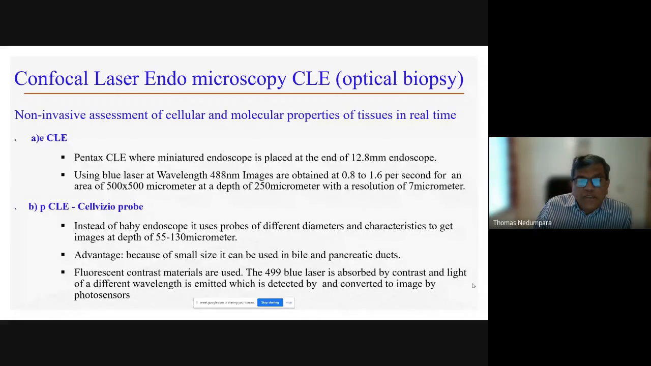Or you can use probes. These probes can be passed through the working channel of a normal endoscope. So depending on where you want to use the probe, different sizes of probes are available. A different wavelength, 499 blue laser, is used. And often a contrast is given so that it will give a fluorescence and the tissue diagnose even better.